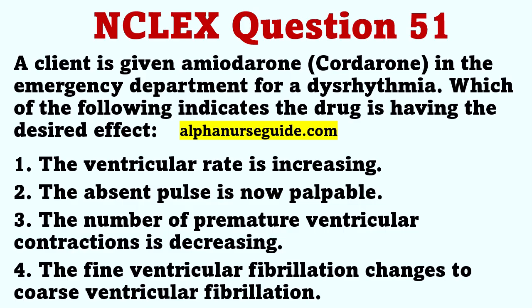The correct answer is 3. Amiodarone is used for the treatment of premature ventricular contractions, ventricular tachycardia with a pulse, atrial fibrillation, and atrial flutter. Amiodarone is not used as initial therapy for a pulseless dysrhythmia.